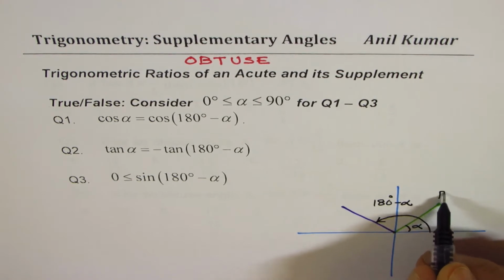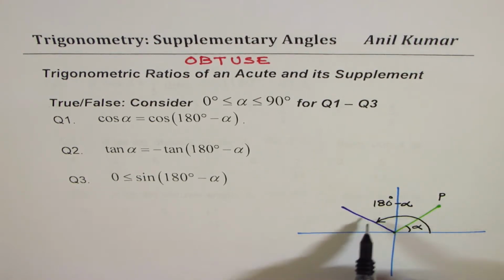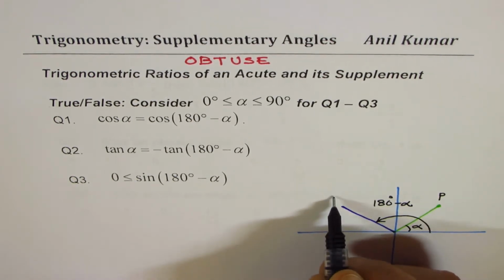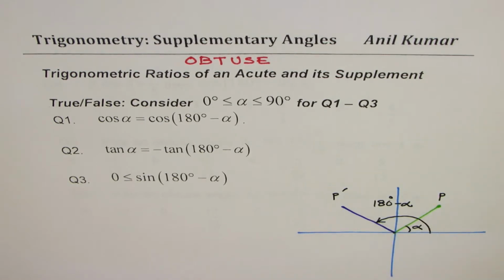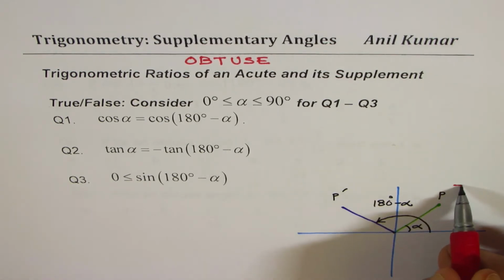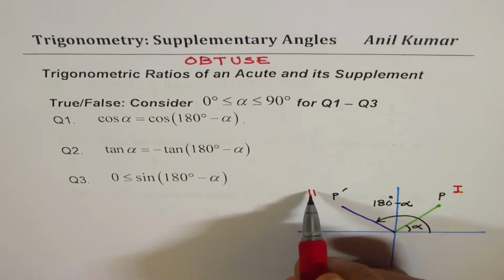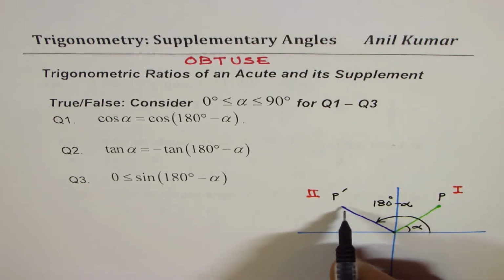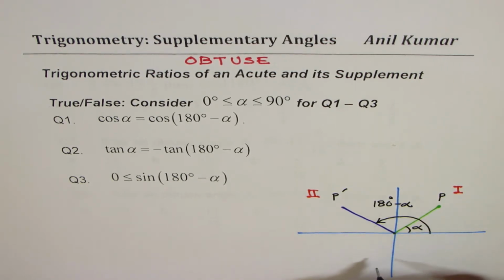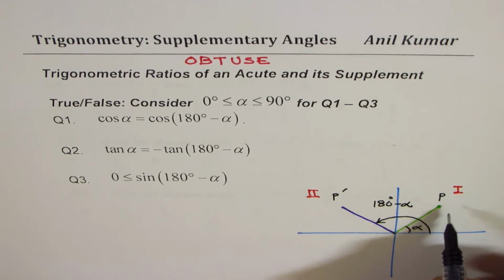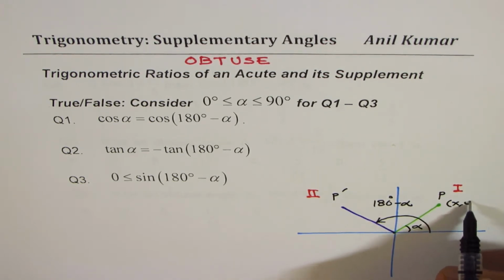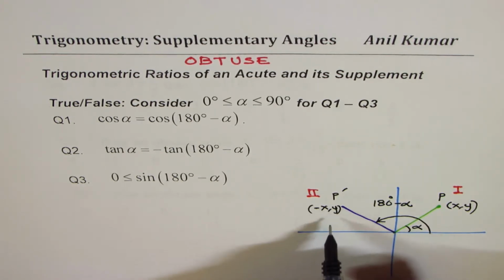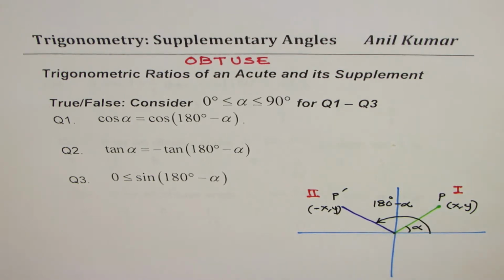So the point P, which was in quadrant 1, if I rotate it so that now the principal angle is 180 degrees minus alpha, then the point P dash will be in quadrant 2, right? So we had a point in quadrant 1 and now we got a point in quadrant 2. You will see that these 2 points are related, right? It's just a rotation. And any coordinate point here, which is kind of xy, will become minus xy in quadrant 2, right? As you can see from here.